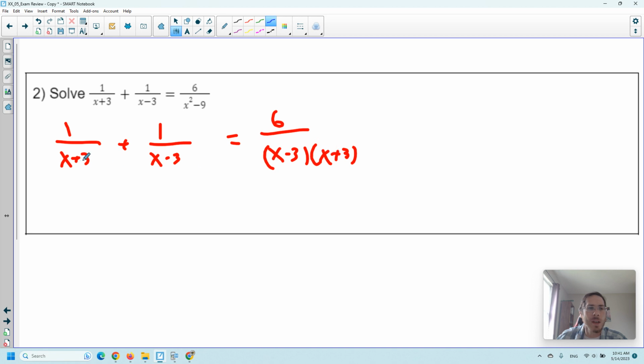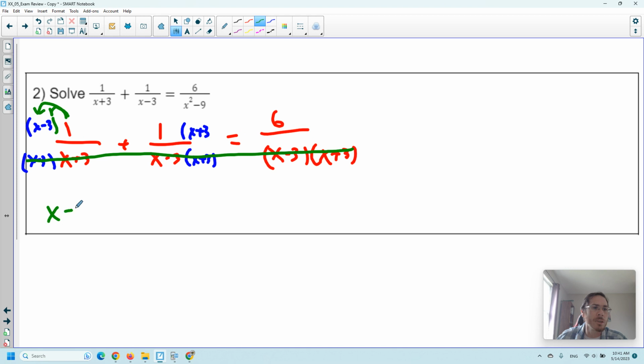So here I see I have x plus 3. I need the x minus 3. So I'm going to multiply both sides by x minus 3. Here I'm missing the x plus 3, so I'll multiply both the top and the bottom by x plus 3. Now that all the denominators are the same, they're all going to cancel out. So this just leaves me with these, which I'm going to distribute. So I get x minus 3. Distribute this 1, plus that parentheses 2, plus x plus 3 equals 6.